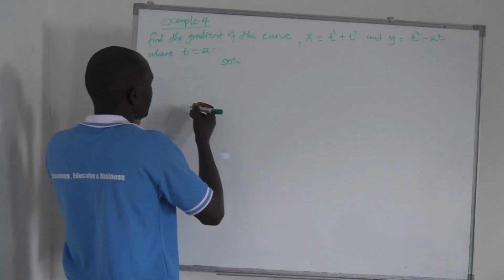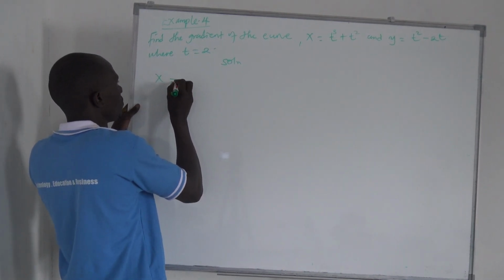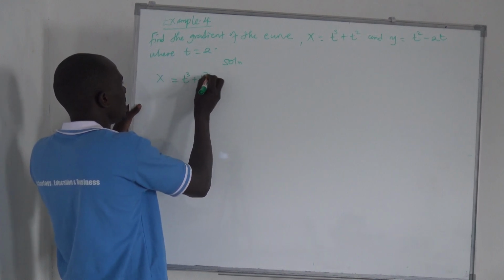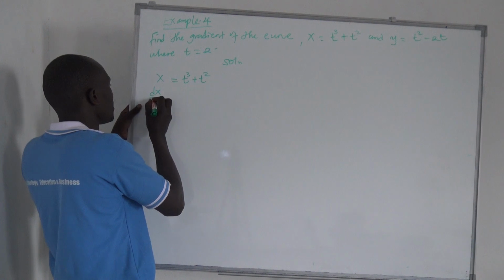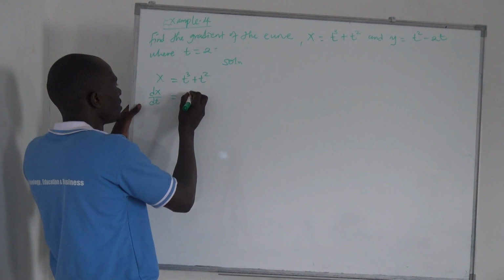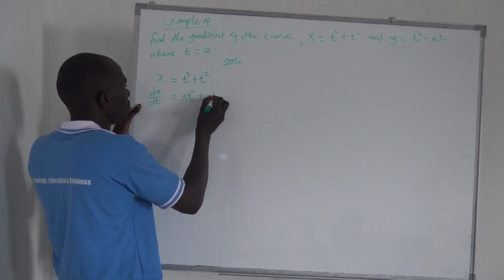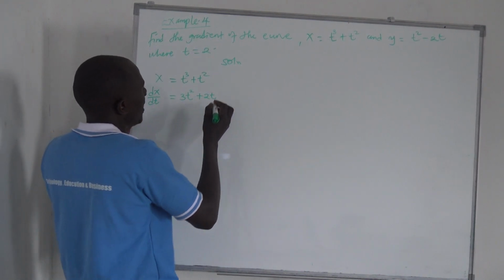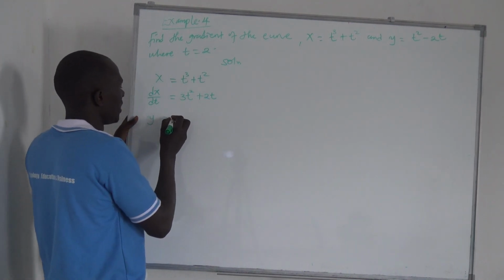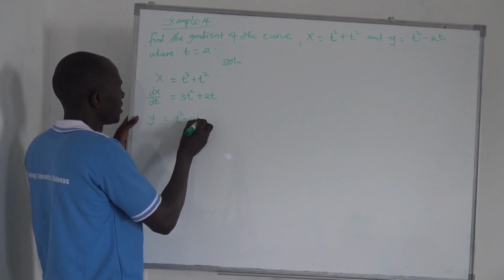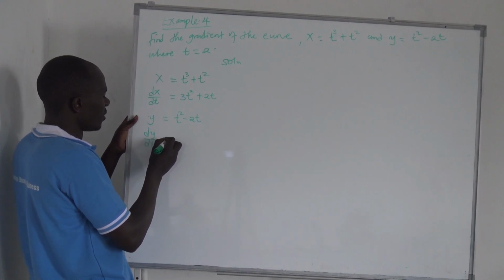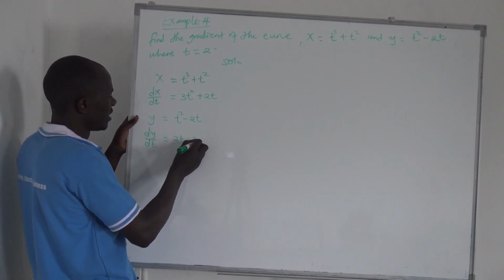So solution: we are given x equals t cubed plus t squared. We get dx/dt. How do you get dx/dt? When you say t cubed, what do you get? We get 3t squared plus 2t. We also have y equals t squared minus 2t. We also look at dy/dt. How do we get dy/dt? We get 2t minus 2.